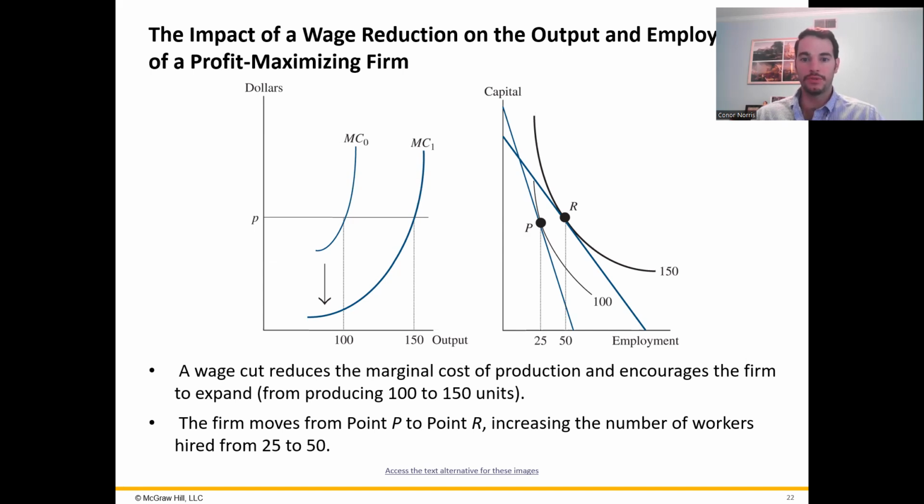The line also rotates. This is because the slope of the isocost line reflects the ratio of the price of labor to the price of capital. When wages fall, that ratio decreases, which means the cost of labor relative to capital has changed. In this case, it decreases. This alters the slope of the line, which causes it to rotate. So we see both an outward shift and the rotation.